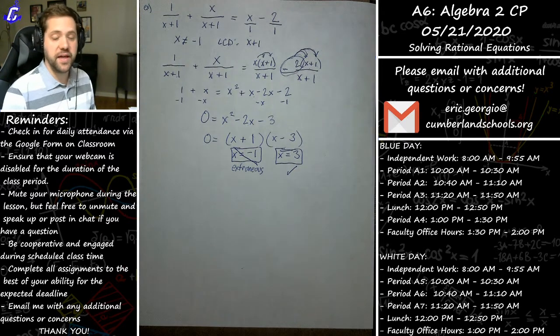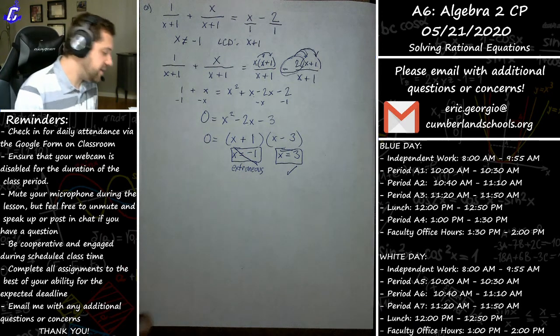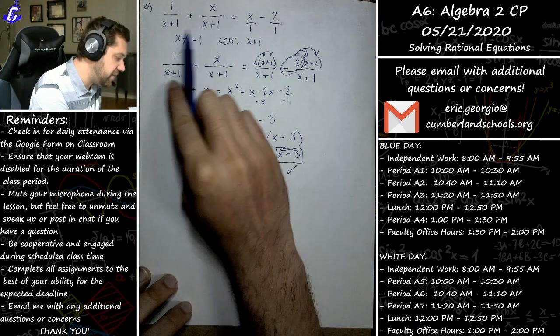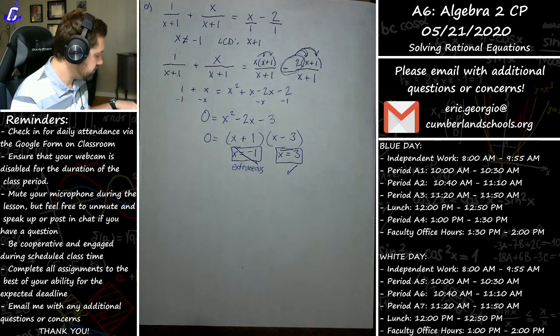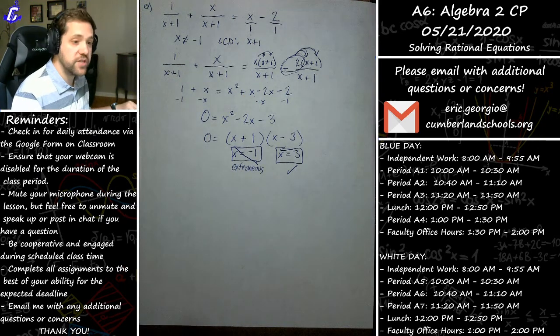How did I know that x equals -1 was extraneous? It's again because I took the couple seconds to identify that as a domain restriction up towards the top. Any questions as it relates to that problem?